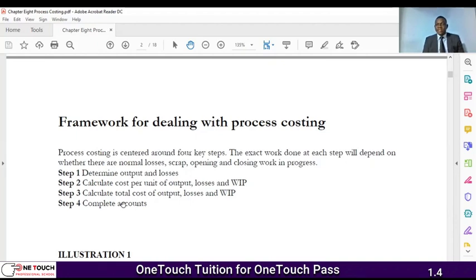That's the work that is still in the process of completion, and calculate the cost of output, losses, and work in progress. Then we complete the account. So basically, this is the process one would have to go through to get a process account done. At this point, we are going to take some illustrative examples and run through to see how process costing works.